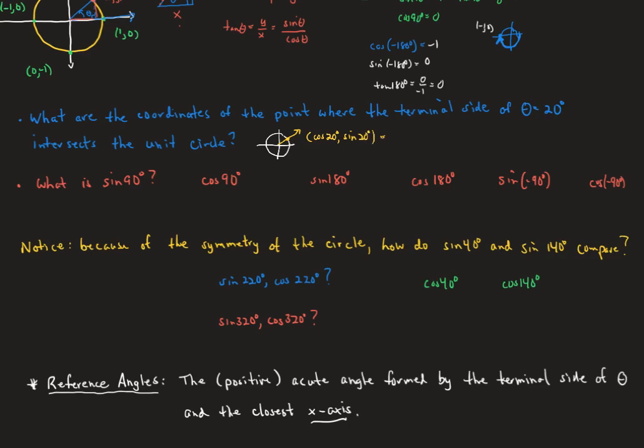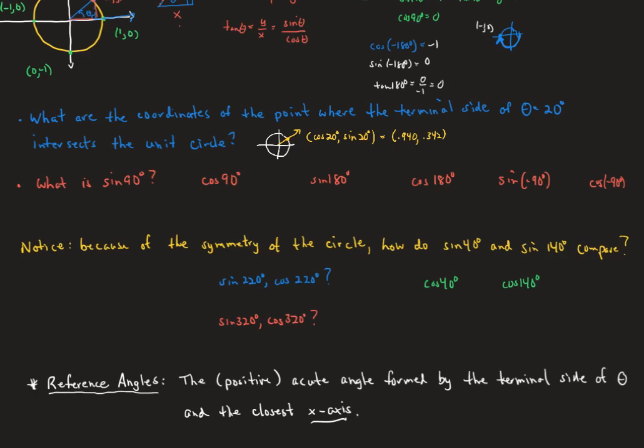And if we wanted more detail than that, then we could go to our calculator, make sure we are in degree mode, and we could get then that the cosine of 20 is 0.940, and the sine of 20 degrees is 0.342, using our calculator to get the sine and cosine of 20.